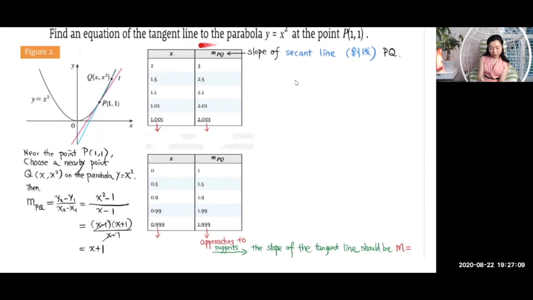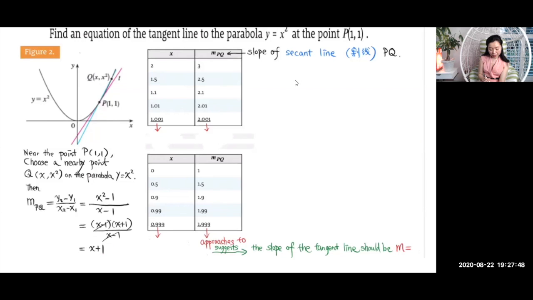So this is a table, and I'm going to pick the x coordinate to be 2. So this x coordinate is 1, that's 2. And then I'm going to move this point closer to P. So I move the x coordinate to be 1.5, and then later 1.1, and then 1.01, and then 1.001. So move it closer and closer to 1, approaching 1 from the right side. And then we'll calculate the slope for the secant line over here.